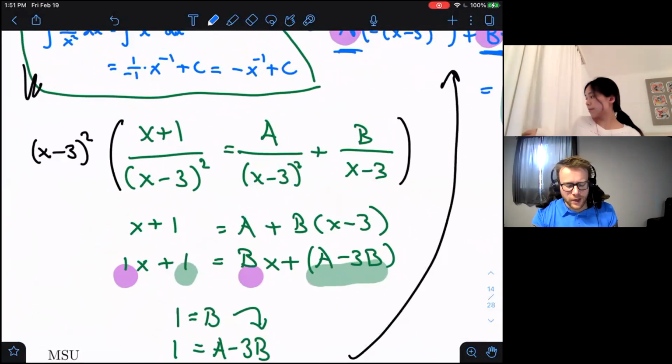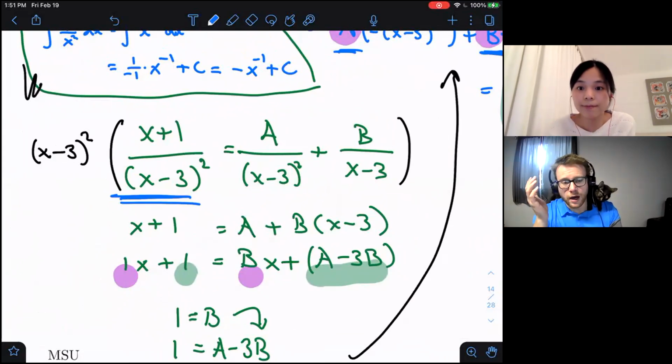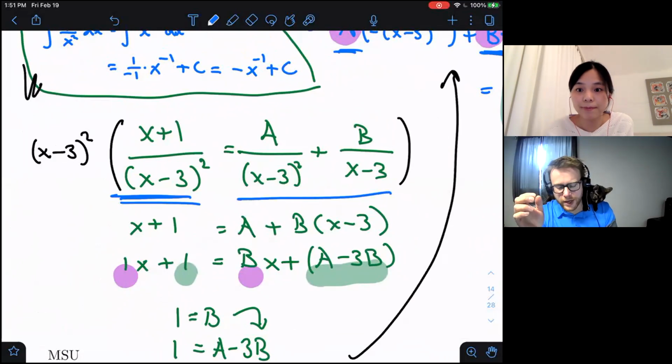So I set up, again, the function that I have. Remember, I'm trying to integrate this. I don't know what the integral is. It's quite a complicated thing. I'm trying to rewrite this into something where I do know what the integral is, right? Using this partial fractions decomposition.